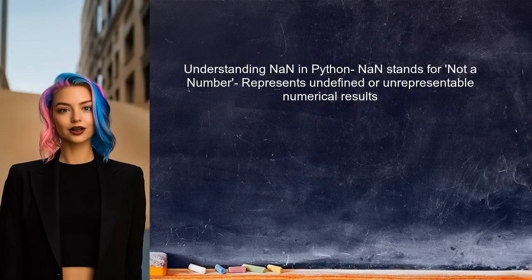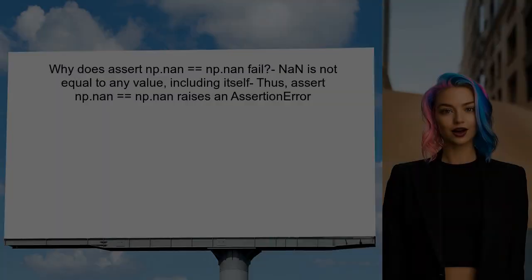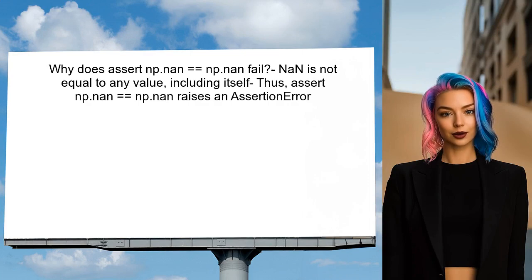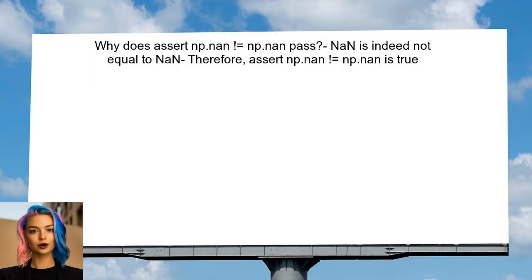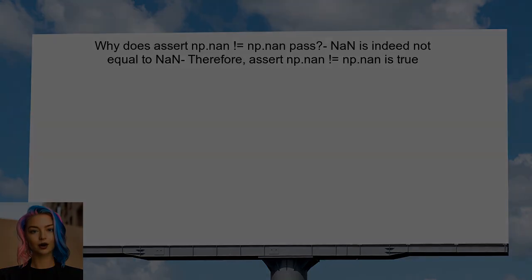To understand why asserting that NaN equals NaN causes an error, we first need to clarify what NaN means. NaN stands for not a number and is a special floating point value used to represent undefined or unrepresentable numerical results. In Python, when the user checks if NaN is equal to NaN, it returns false. This is because NaN is not considered equal to any value, including itself. Therefore, the assertion fails. On the other hand, when the user asserts that NaN is not equal to NaN, this assertion is true. This is why that statement does not cause an error.